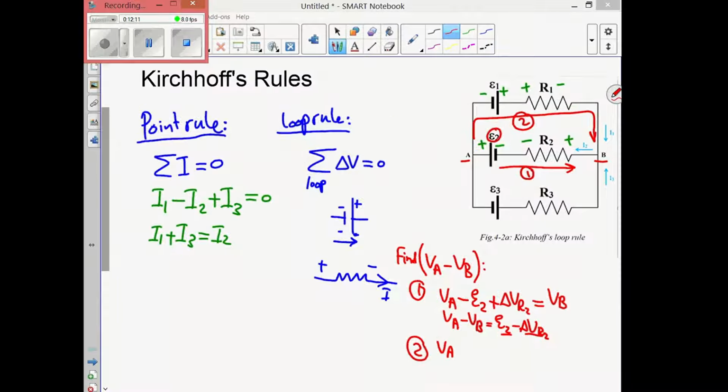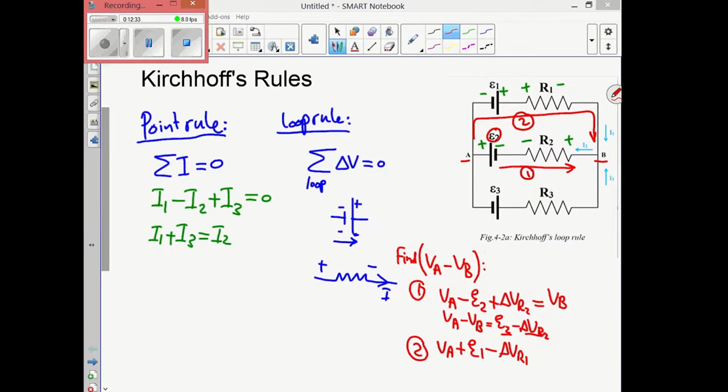After this, I will pass through battery E1 and I'm moving from low potential to high potential. So there is an increase in potential of value E1. And then moving from high potential to low potential through R1, so there is a decrease in potential of value delta V across R1.